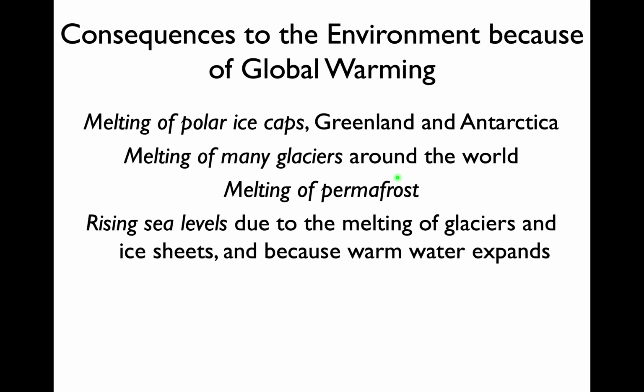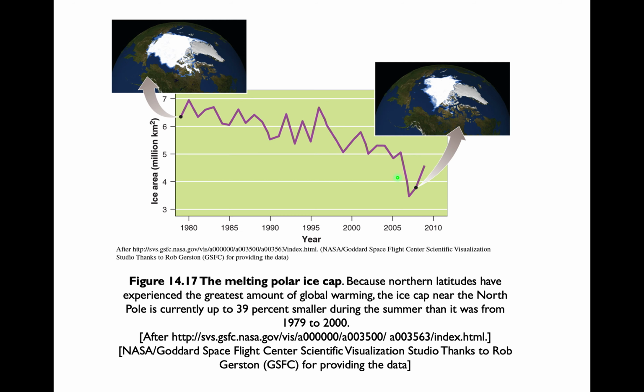So there's a lot of data sets that show these consequences. One is simply by using satellites, you can track the size of these polar ice caps. So here we have Greenland over here, and then here we have the North Polar Ice Cap near the North Pole. And over the years since 1980 in this graph, which ends at about 2009, they have seen a 39% smaller ice cap during the summer. So really a significantly smaller region during the summer than we used to see.